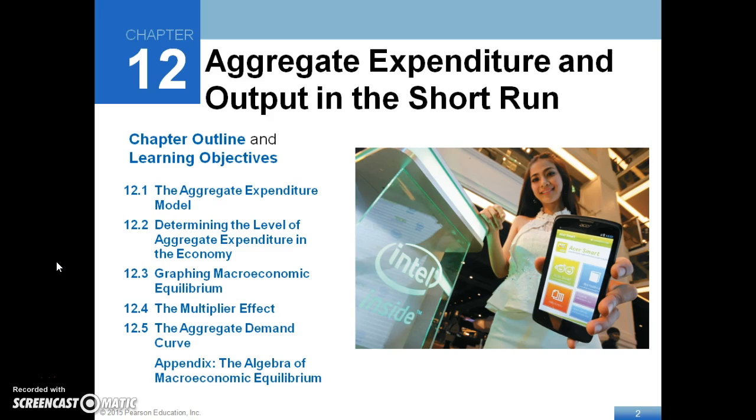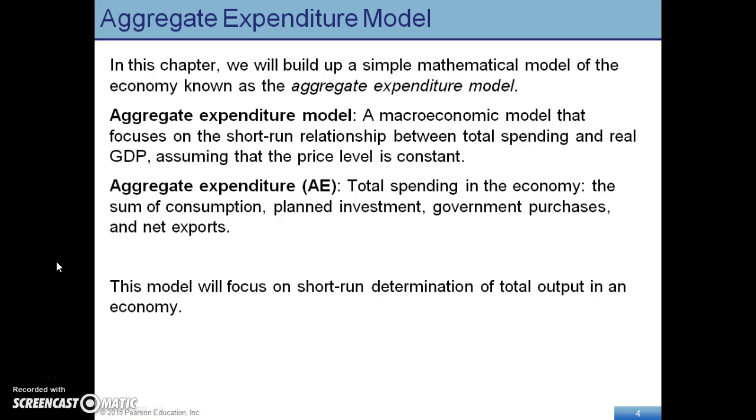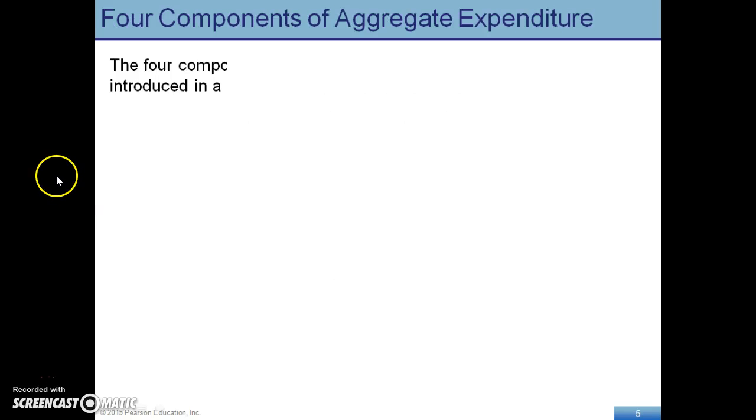For this week we're going to be looking at aggregate expenditures. Aggregate expenditures is a concept that's looking at total spending in an economy. So when we look at the aggregate expenditure model, we're focused on a macroeconomic model that's looking at the relationship between total spending and real GDP. We're focused on how much spending by the four components of our economy influences the level of GDP. We're looking at consumption, investment, government, and net exports.